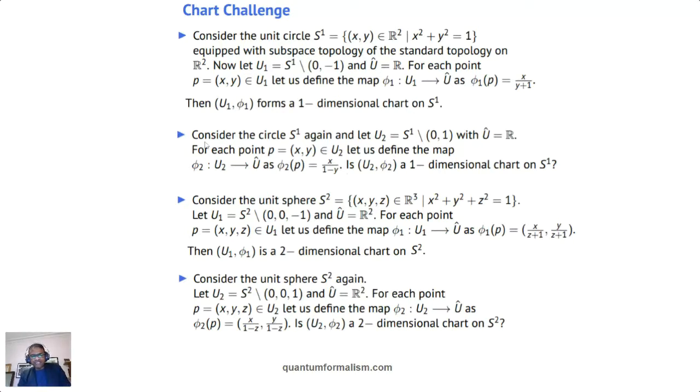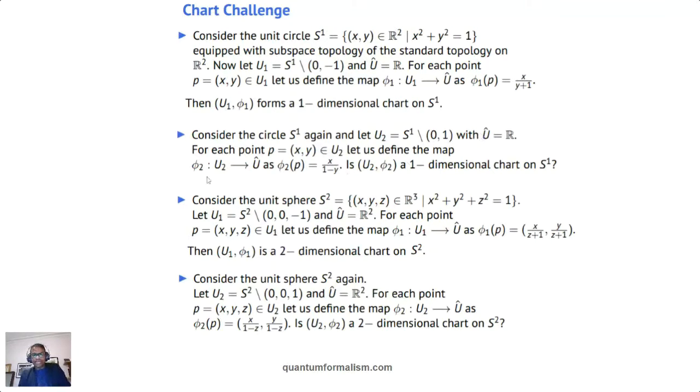And here's another question, the same again. Let's consider a circle again, but now we have another open set U2, which is S1 except the point (0, 1). In the first example, we removed the point (0, -1). Now we are removing the point (0, 1). And let's assume U hat is the real line again.